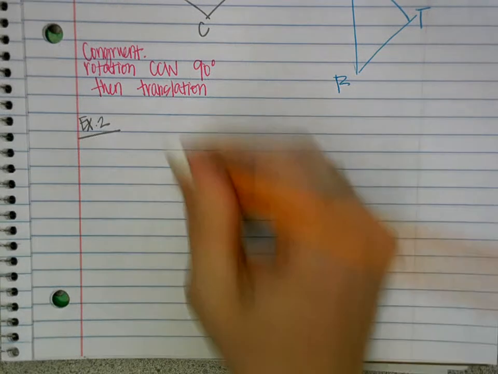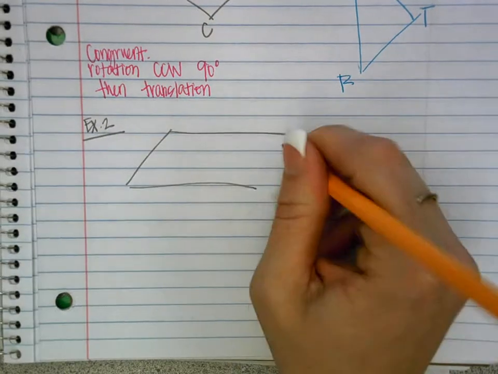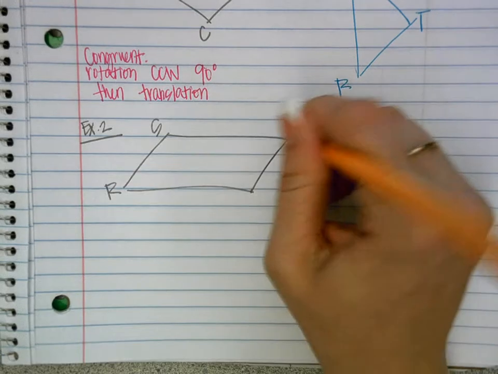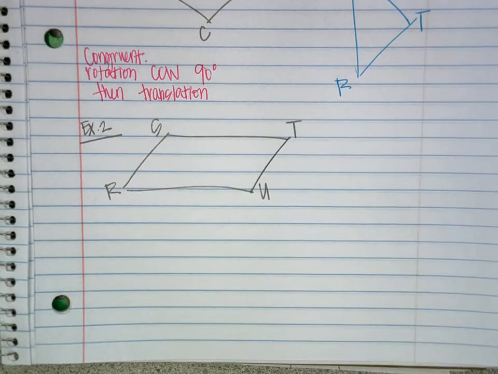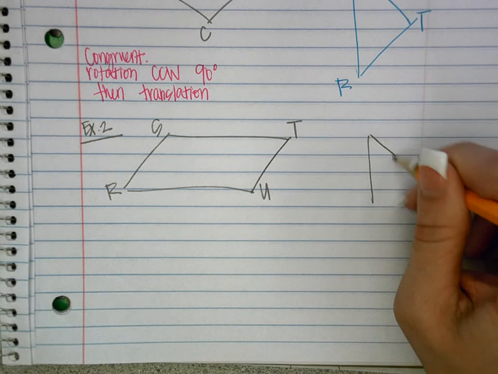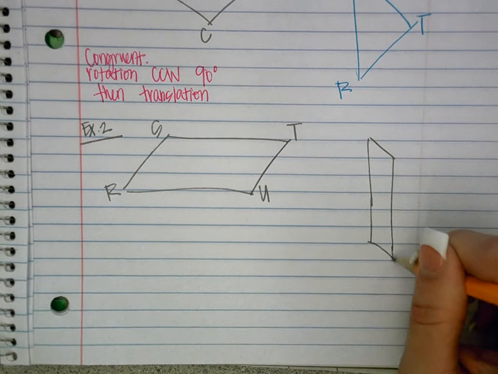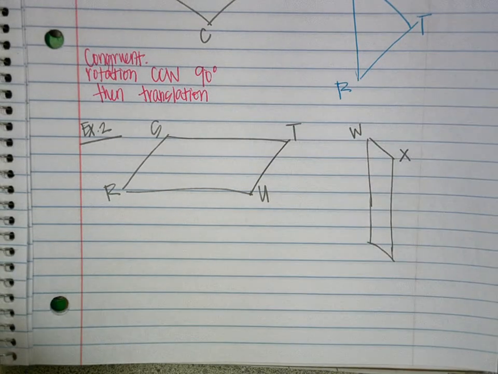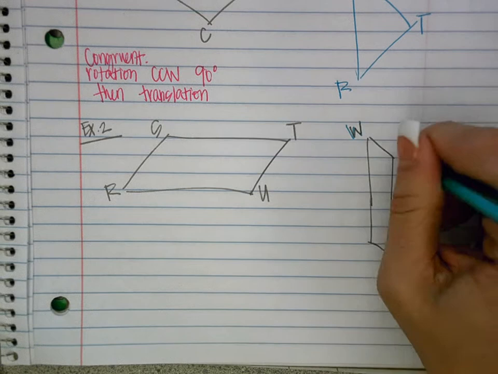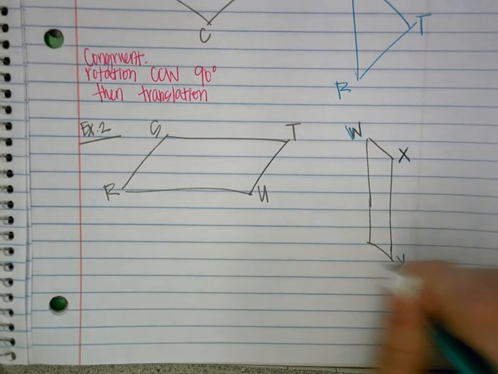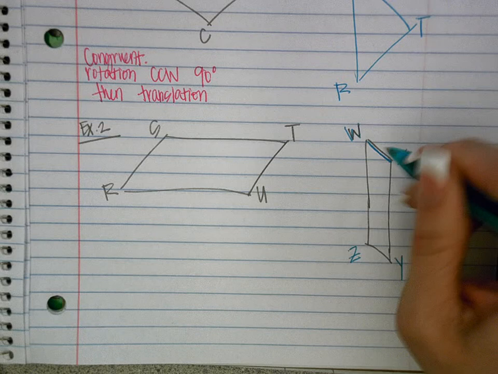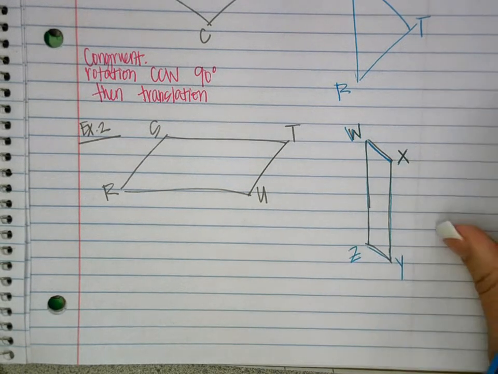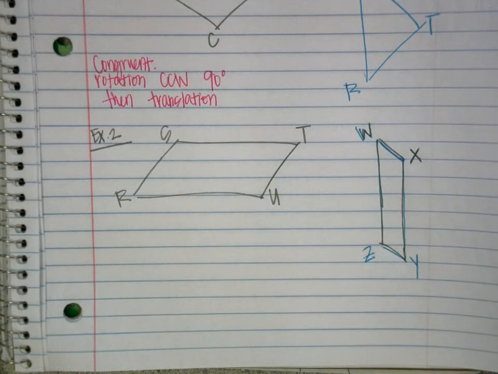If I give you a quadrilateral that looks kind of like that, R, S, T, and U, and another quadrilateral that looks kind of like that, and this is W, X, Y, and Z. Sorry, I meant to do that a different color for you guys. Are these congruent, and what's your reasoning behind it?